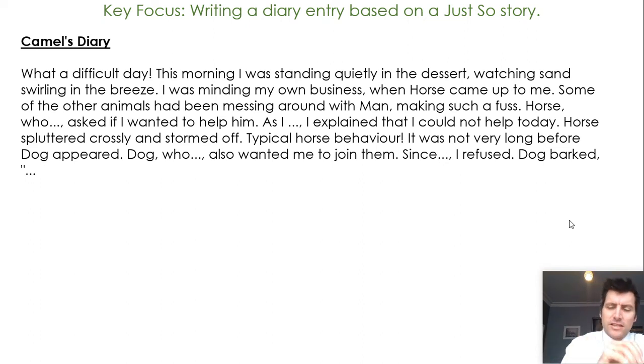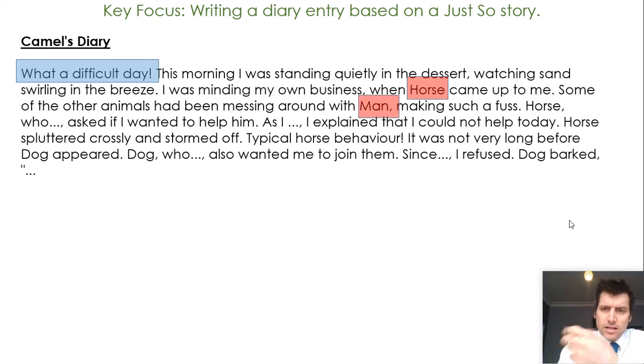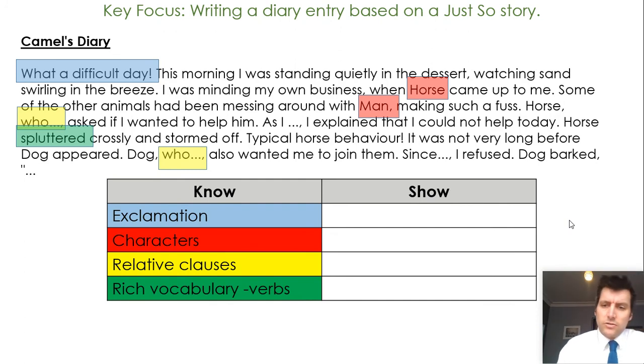So there are these little elements of this diary entry where I could add some more information in. As I'm looking through this, I can think about what I could add in. I also spot that I've got this exclamation at the beginning. I've got the different animal characters, horse, man. I've got different verbs such as spluttered, and I've got those relative clauses. And then I'm starting to think about what I know I can include in the diary entry. So I know I can include an exclamation, the different characters, those yellow relative clauses, and some rich vocabulary.